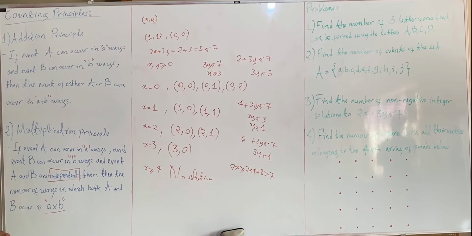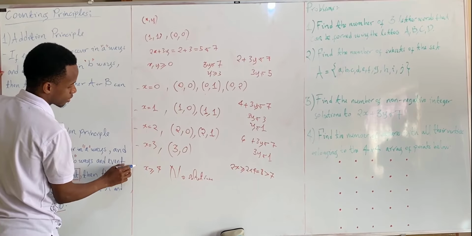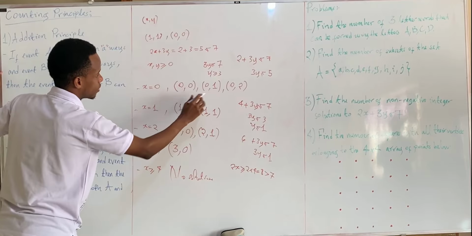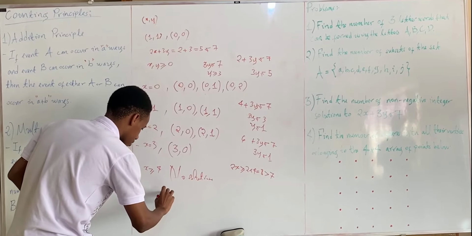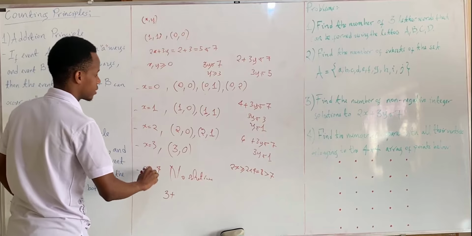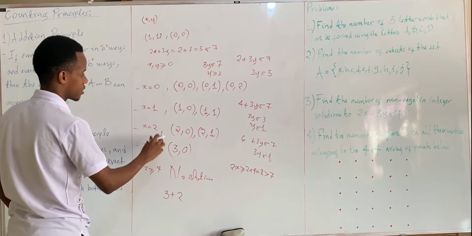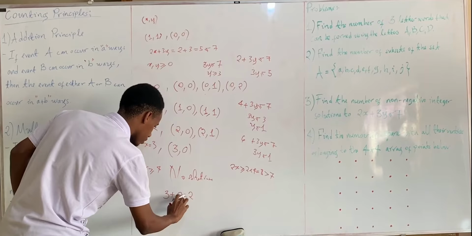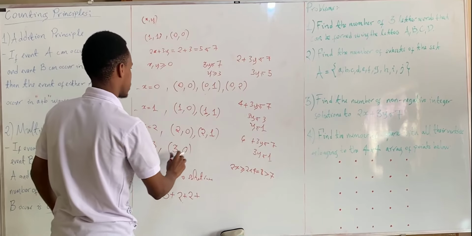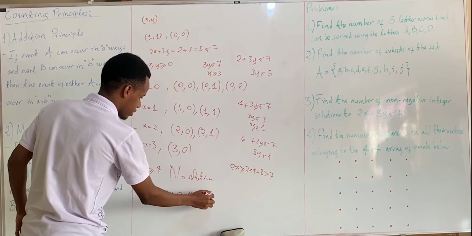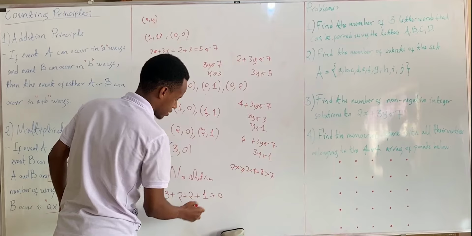So again, what we're using here is the addition principle. This is the first event, second, third, fourth, fifth, okay? So since the first event can occur in 3 ways, we have 3 ways for the first event. The second event can occur in 2 ways. The third can occur in 2 ways. The fourth can occur in 1 way. And the fifth, in which x is greater than or equal to 4, can occur in 0 number of ways.